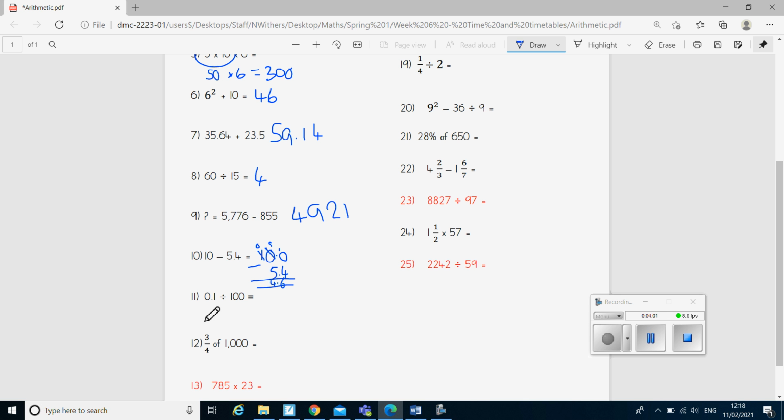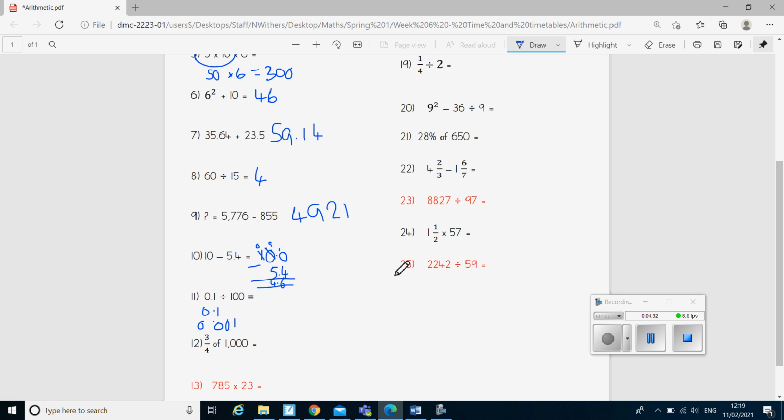Question 11, dividing by 100. Remember, if I'm dividing by 100, I'm moving those digits 2 places to the right. So my 1 is in the tenths column at the moment. If I move it 1 place, it ends up in the hundredths column, but 2 places, it ends up in the thousandths column. With my 0 in the hundredths column, another 0 in the tenths column, and a 0 in my ones column. So my answer is 0.001.